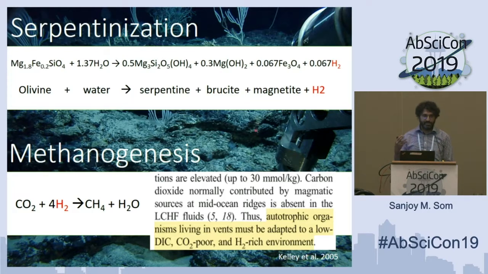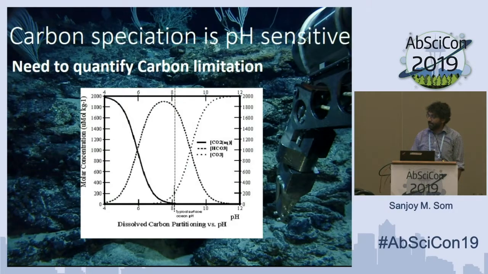So why is it CO2 poor? Well, the reason is that carbon speciates as a function of pH. In this plot, on the x-axis is concentration of carbon, and the numbers don't mean much for this particular talk. And on the y-axis is pH. In regions of acidic fluids, carbon preferentially speciates into CO2, whereas in circumneutral pH, carbon preferentially speciates into bicarbonate, and in alkaline pH, carbon preferentially speciates into carbonate. So in alkaline environments, such as those that accompany active serpentinization, the CO2 concentrations are really poor.